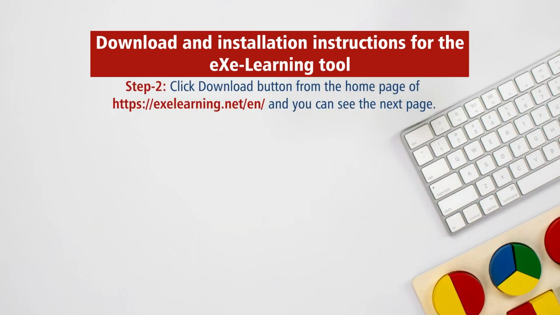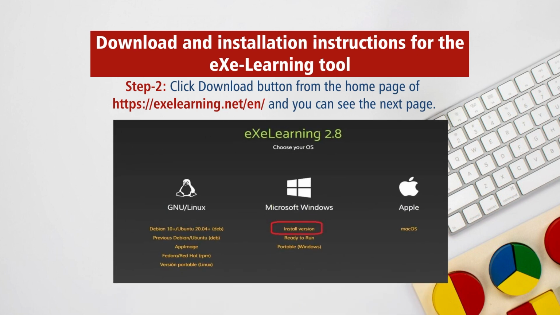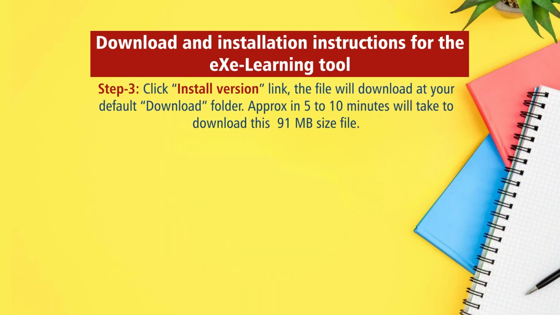Once you click the download button, on the home page itself, there are options for Windows, Linux and Apple. Mostly we are using Microsoft Windows. So, click the install version which is highlighted in red. Once you click, the file will download to your default download folder. This will take approximately 5 to 10 minutes, as the file size is around 91 MB.